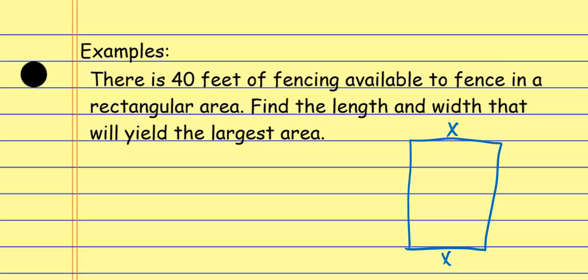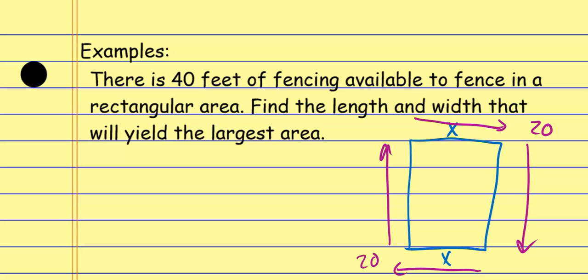The thing that I have to consider here is the fact that, if we're talking about 40 feet, that means that this guy and this guy, just these two sides together, would have to be 20 feet. And then likewise, just these two sides together would also have to be 20 feet. So if I cut this apart and just look at half of this thing, if this piece is X and the whole thing is 20, then this guy must be 20 minus X.